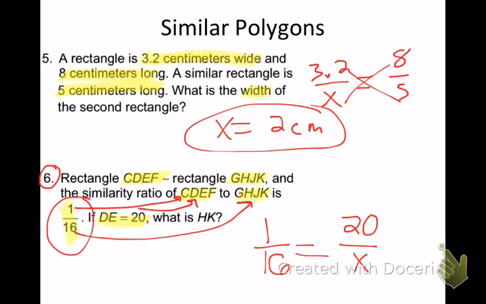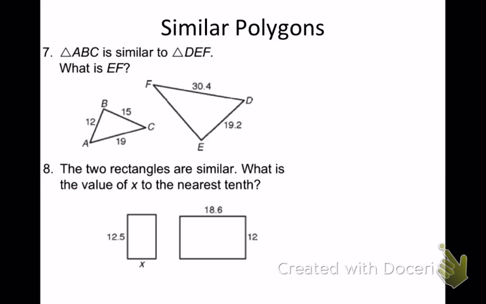When I work that out, Blake, what do you get? X equals 320. Nice job. Whoa. Don't use the JC in here. Thanks, Anderson. You're welcome.